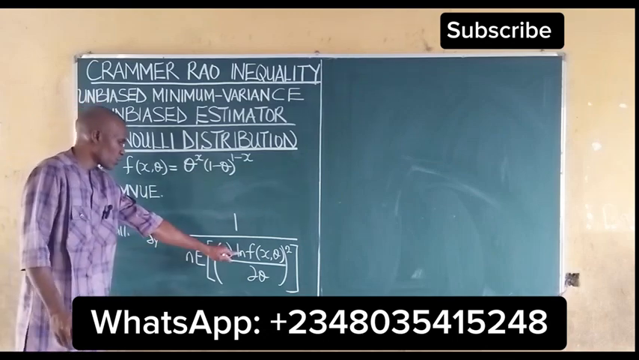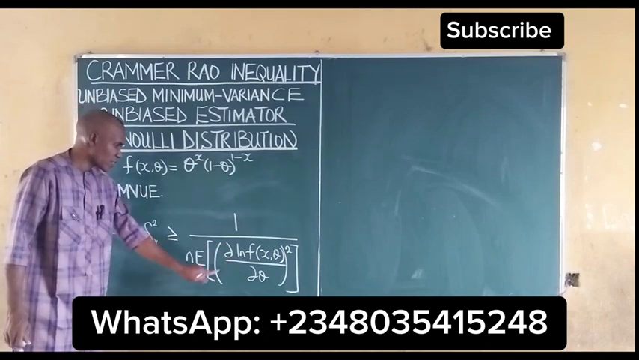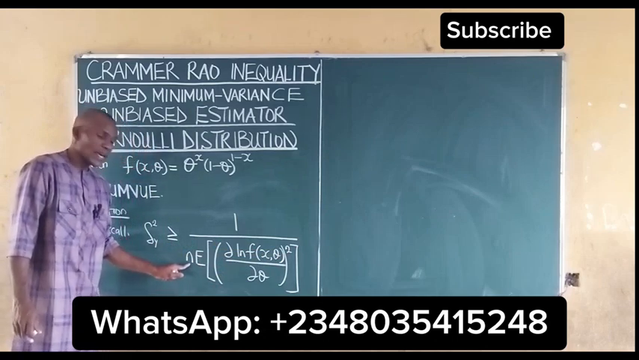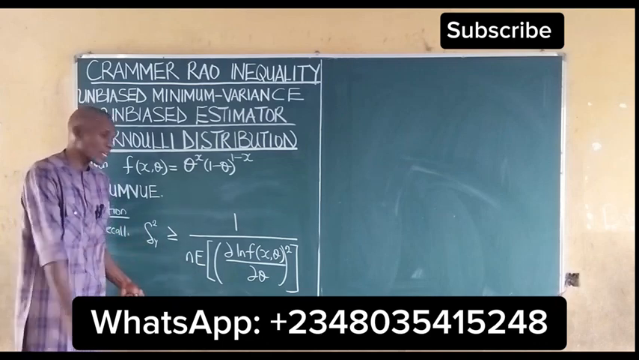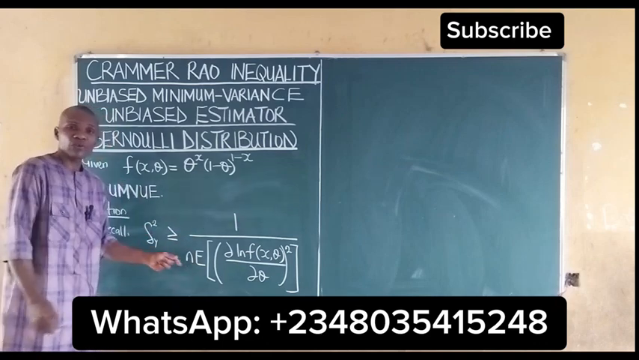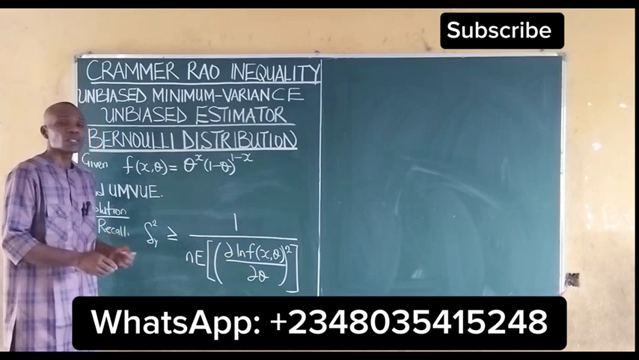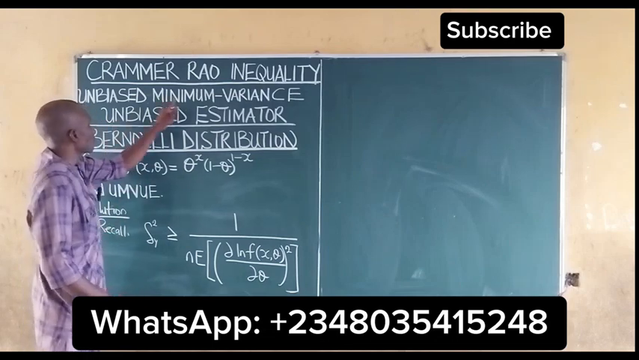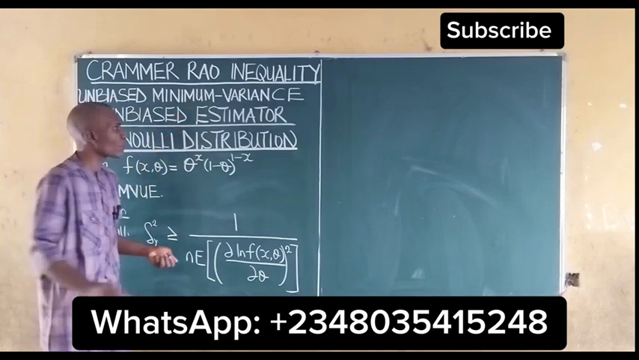All we need to do is to find the log, we differentiate, we square, we take the expectation and multiply it by n, and compare whatever we get with the Cramer-Rao inequality. When we do that, we have succeeded in finding the minimum variance unbiased estimator.